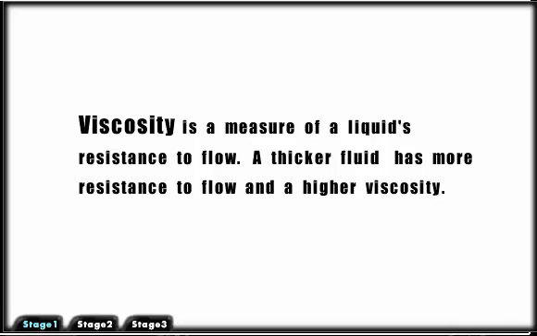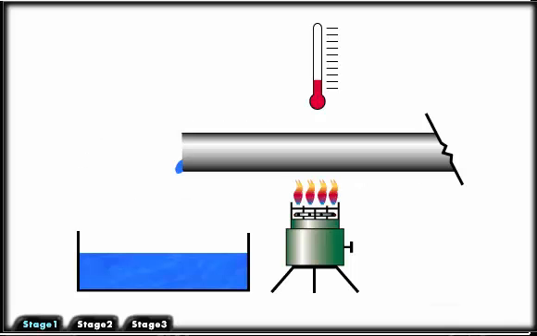Viscosity is a measure of a liquid's resistance to flow. A thicker fluid has more resistance to flow and a higher viscosity. Viscosity is affected by temperature. As a hydraulic fluid's temperature increases, its viscosity or resistance to flow decreases.